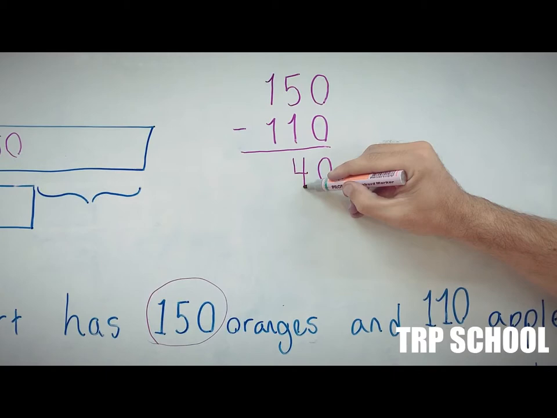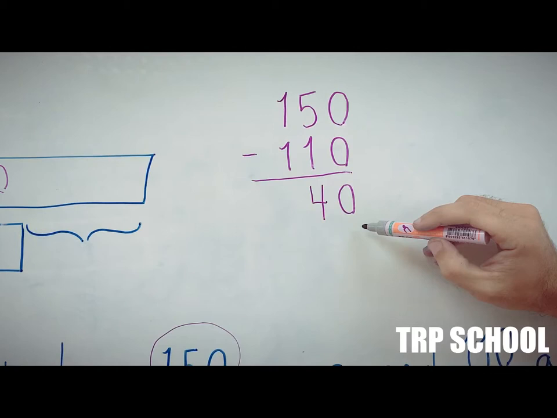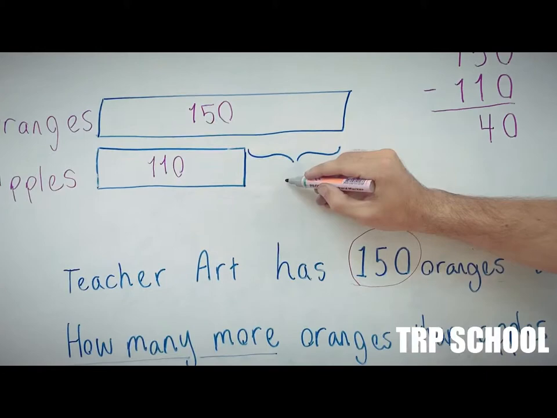With our hundreds place, we have 1 take away 1. Because we don't write any zeros on our left, we can see all that we have is 40. So 150 take away 110 gives us 40. Now, this is our number, 40, right here.